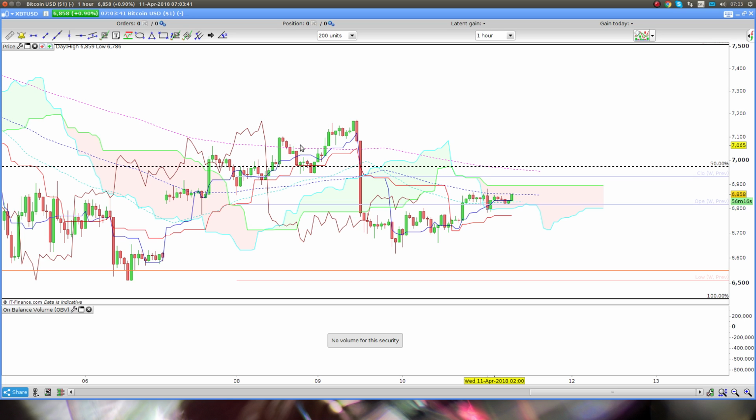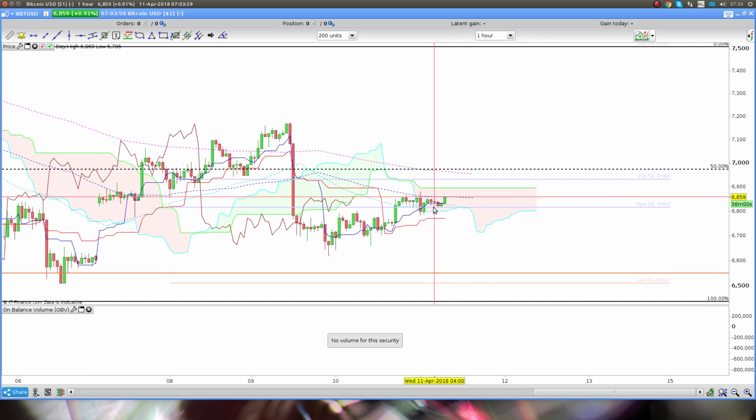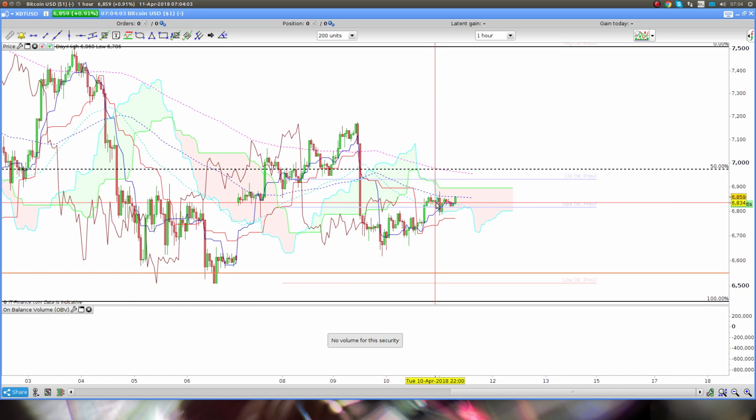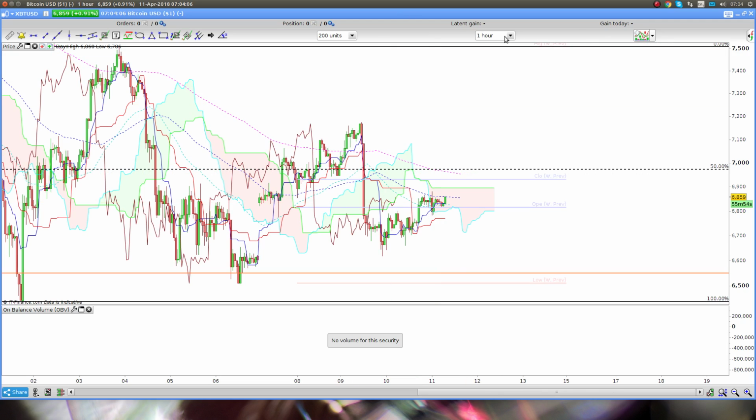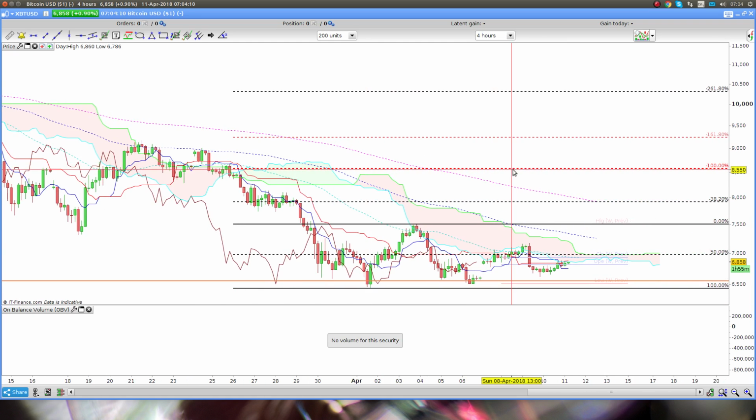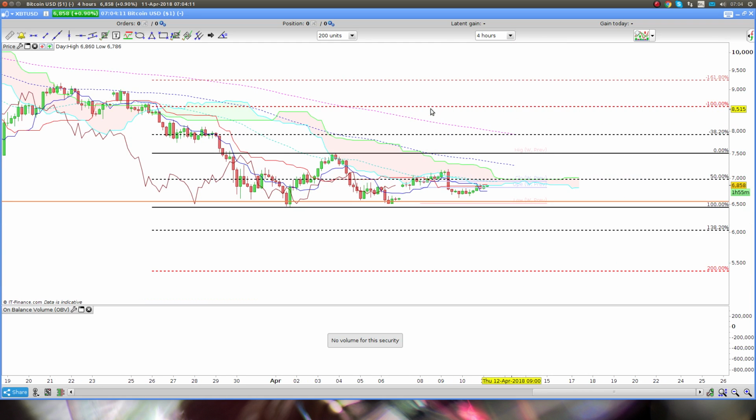And from the hour perspective, we have had a crossover here of Kijinson and Tekinson, so that is pretty positive. We are in the cloud, which is going to indicate a bit of a range for the next couple of hours. And apart from that, there's nothing really to write home about here. So for me, I'm looking for a long-term play on Bitcoin. So I'm looking for an area to get long. And I don't really see it at this stage.